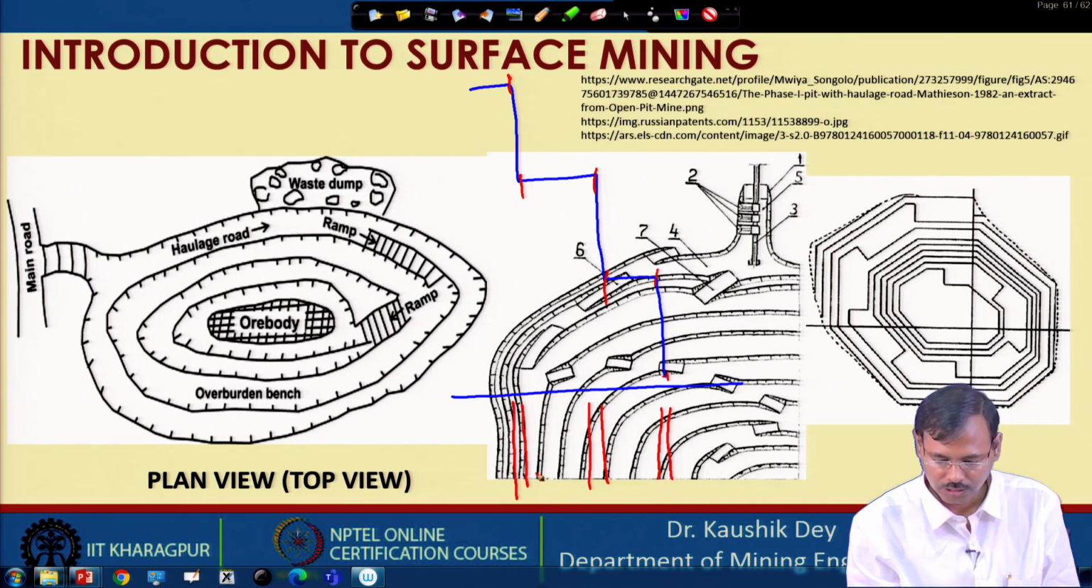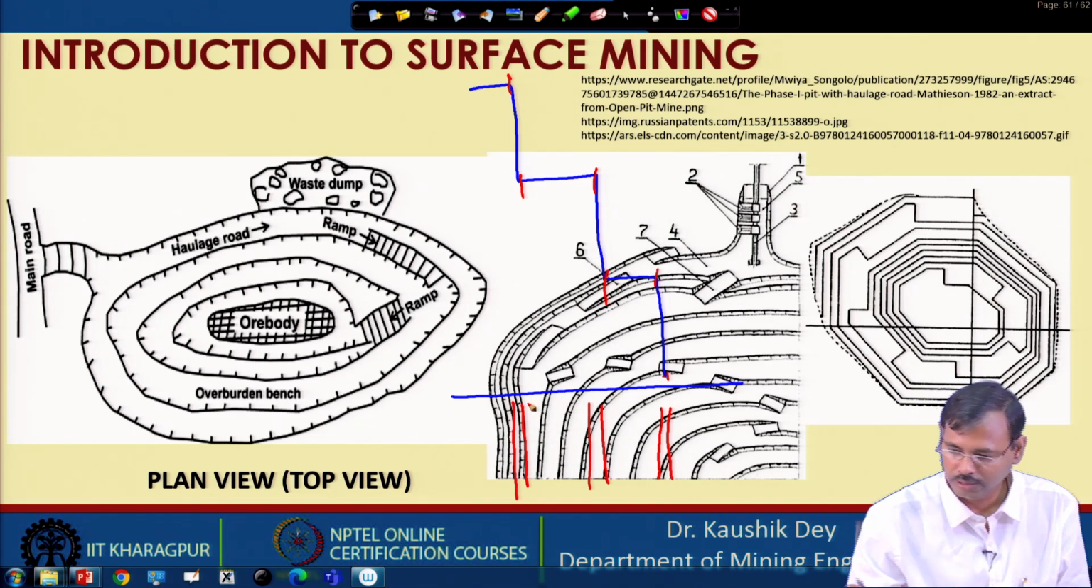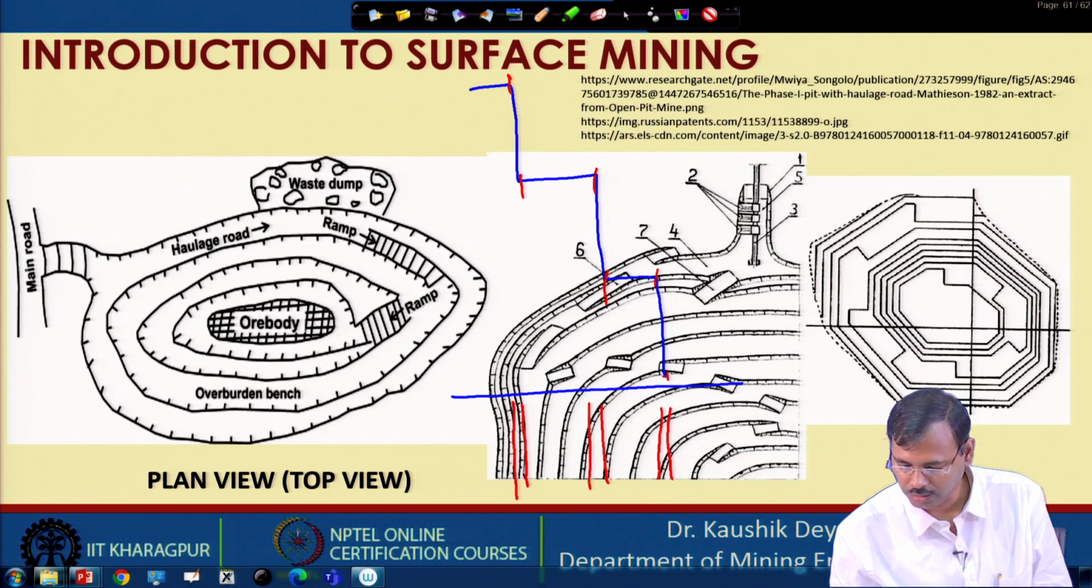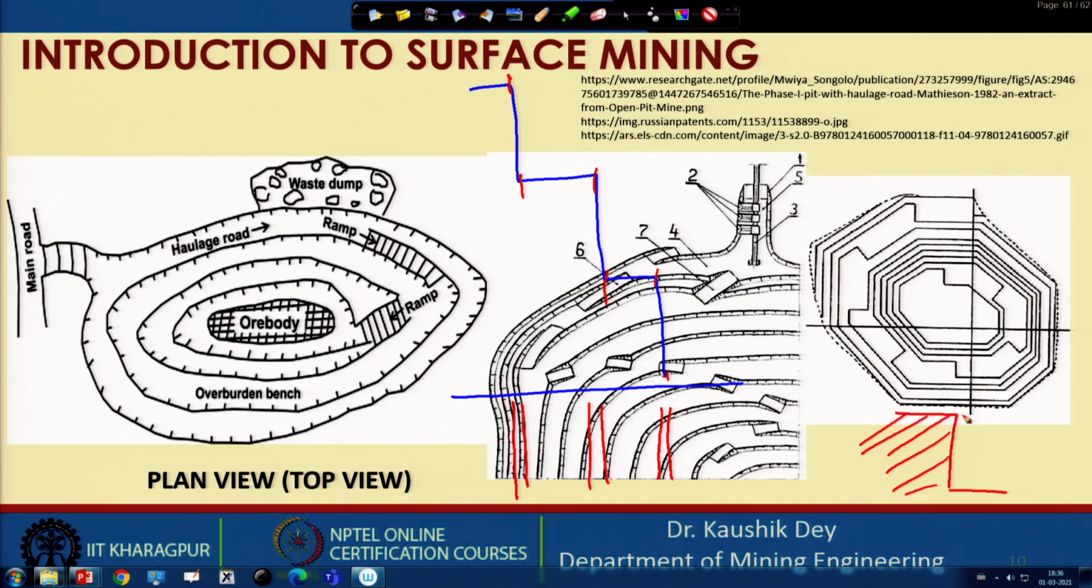This is the first part, and let me draw the bench once again. If you look at the bench, this is called the crest of the bench, and this is called the toe of the bench. So this is the crest line.